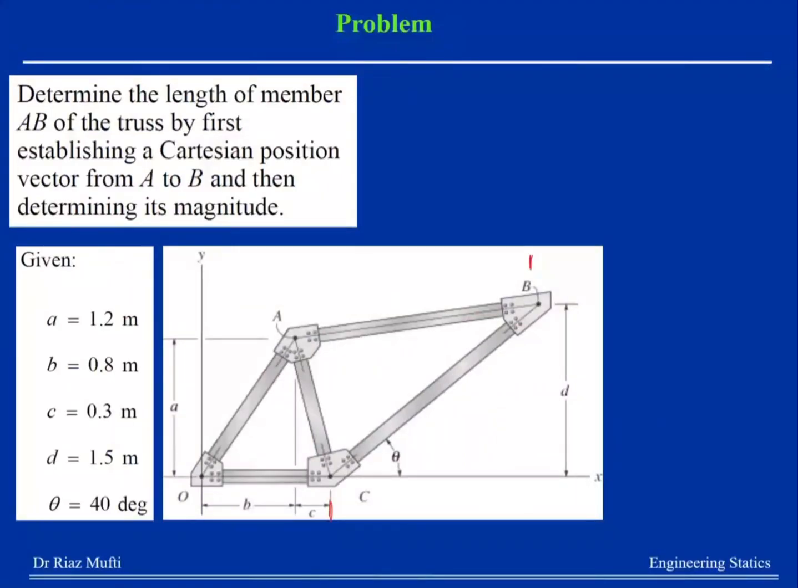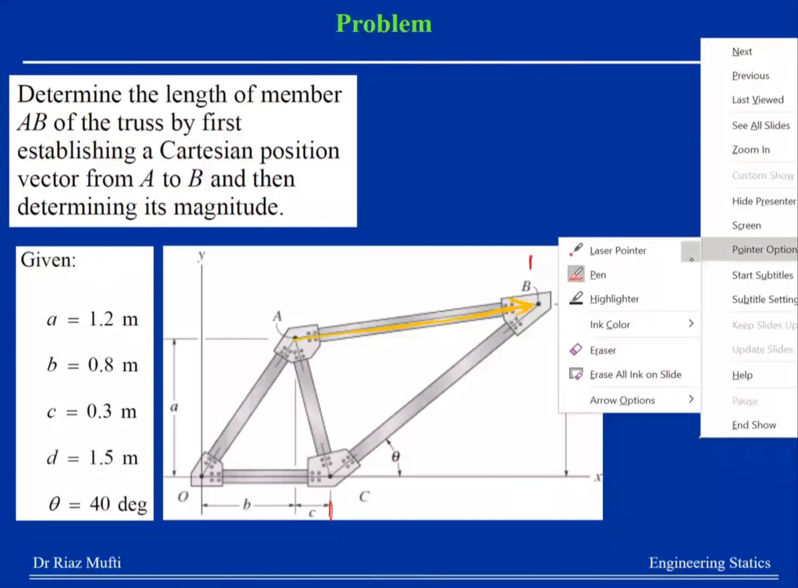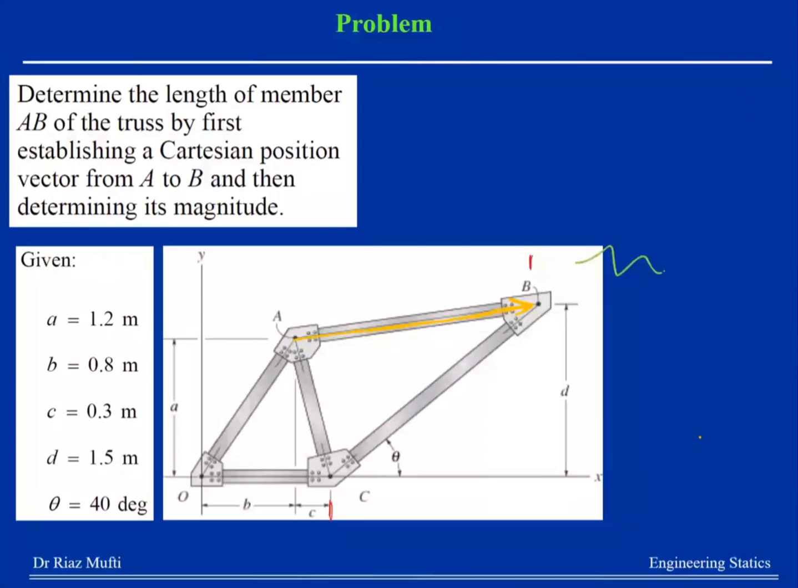Determine the length of member AB, that is from A to B. That's the one we are after. Okay, so we want from A to B. We need the length AB of the truss, so determine the length of member AB of the truss by first establishing the Cartesian position vector from A to B, and then we do, okay. So first thing, we need to find the position vector A to B.